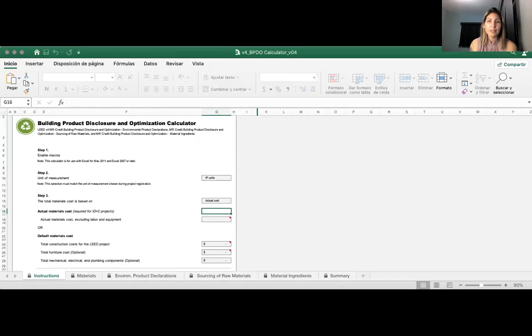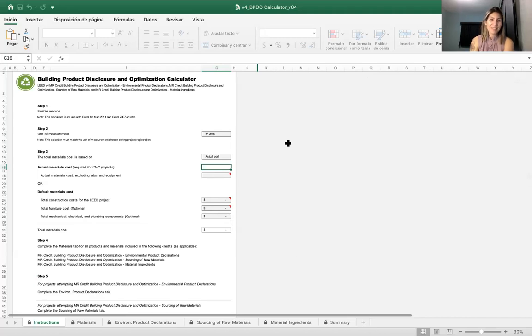And let me start showing you what we are going to do and what you are going to learn in this module. So here is my screen. Okay, guys, so this calculator is a calculator for materials. And this is where we check for materials that comply with the EPDs, the HPDs, and the sourcing of raw materials.